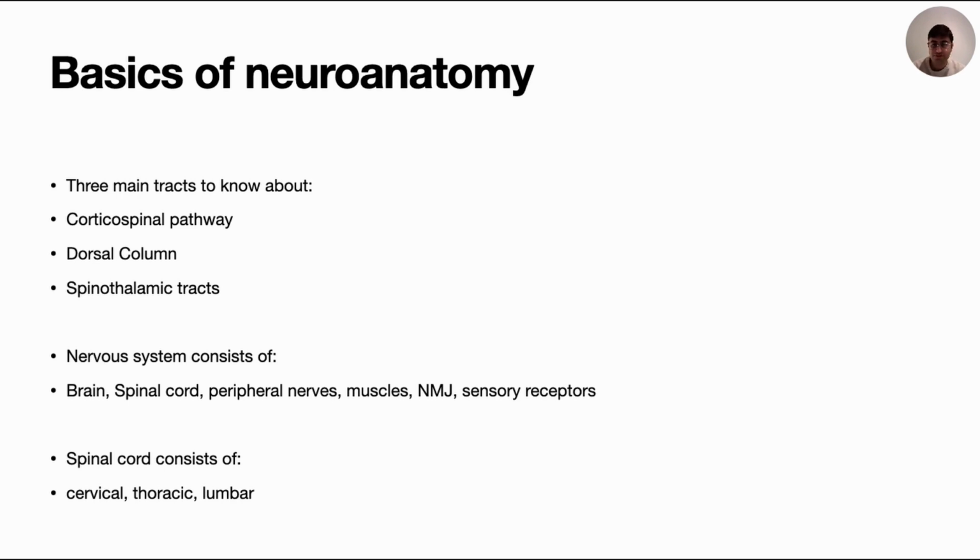It's also useful to be able to divide up the nervous system into its composite parts in order to describe where a lesion is. So broadly speaking, we can think of the nervous system comprising the central nervous system and peripheral nervous system. The central nervous system comprises the brain and the spinal cord, whereas the peripheral nervous system you can think of as being the peripheral nerves, the neuromuscular junction, the muscles and sensory receptors. Furthermore, you can divide up the spinal cord, which is part of the central nervous system, into 3 parts: the cervical, thoracic and lumbar sections.